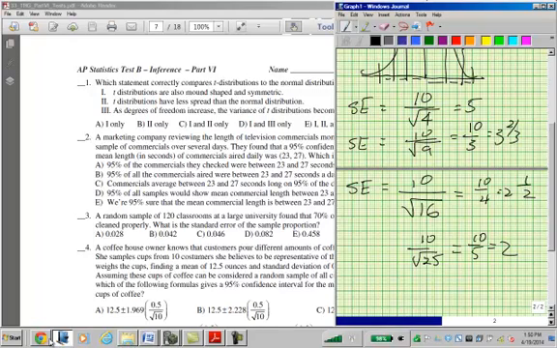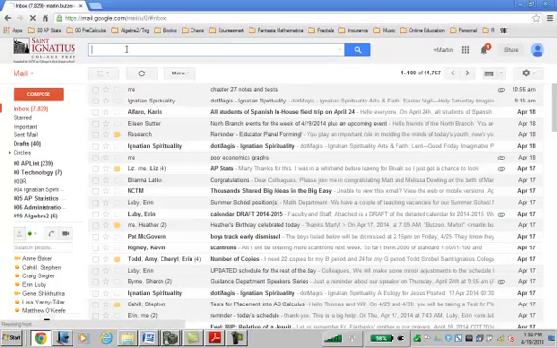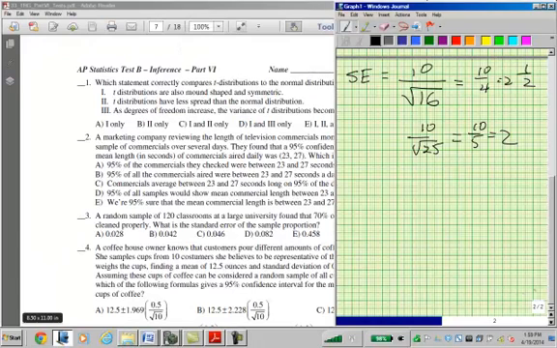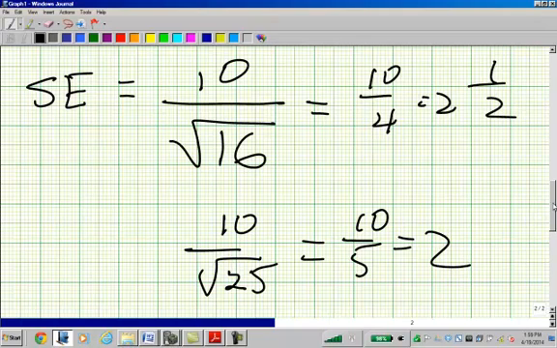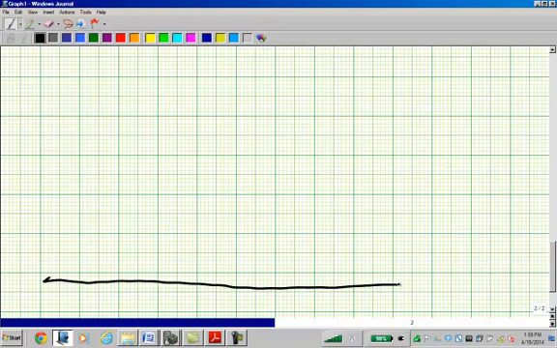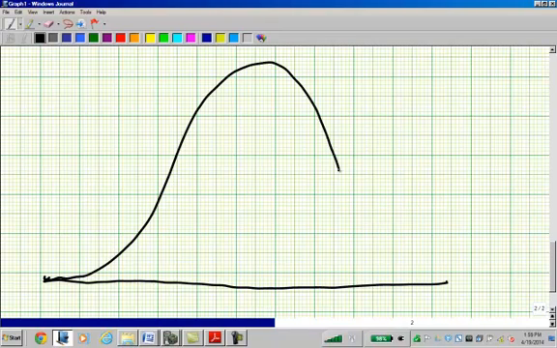Now, let me pause this for a second because I want to show you a demonstration of this on the internet. Well, I can't get the internet to work right now, so I'll have to show you with my drawing pictures. So, suppose this is the normal distribution.